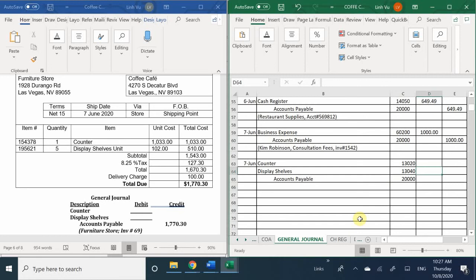All right. Now let's go ahead and take down the breakdown for each individual item. So I have here that my counter is going to cost me a total of 1033. How much sales tax is actually going to be distributed to my counter alone?